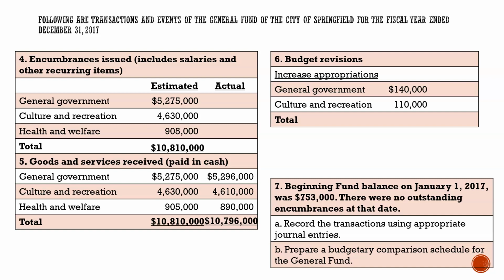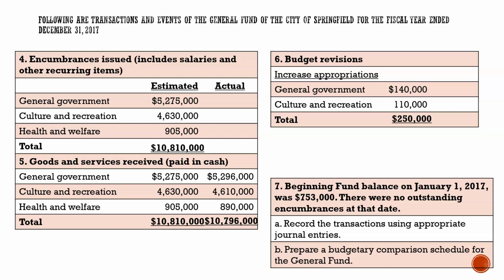Now, when we get to those journal entries, we'll walk through those again, but recall that you're going to have to reverse that encumbrance at the full estimated total, and then we're going to record that financial activity at the actual total. Next, we have budget revisions. In this case, we're going to increase appropriations in two different categories, the general government and the cultural and recreational, and those are going to total $250,000 of appropriations that we're going to need to increase with this budget revision.